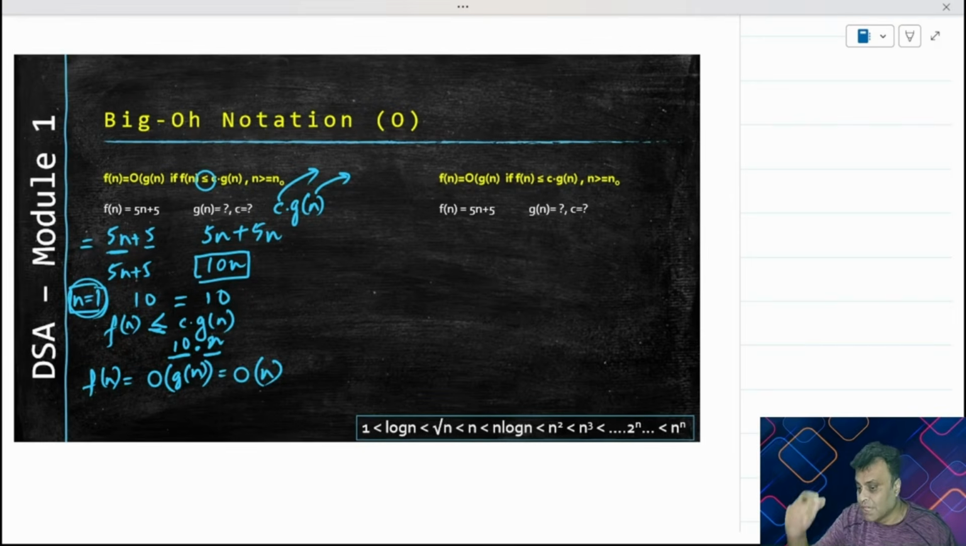So this is how, given a polynomial, you will calculate the big O of that polynomial. You'll have to figure out what your c and gn are, and then you'll have to substitute the gn as the big O of that particular function.